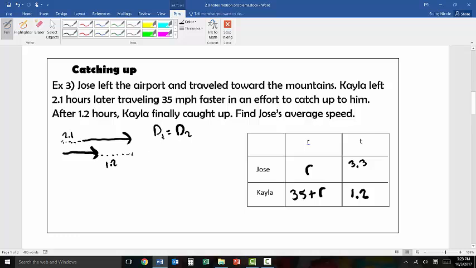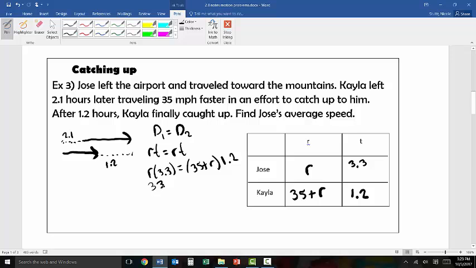So I just used D1 for Jose's distance and D2 for Kayla's. And then we substitute. So distance means rate times time. Our distance for Jose is R times 3.3. And for Kayla, we have 35 plus R, times 1.2. Notice I put parentheses because I want to do 1.2 times this whole group. And we just go ahead and solve.